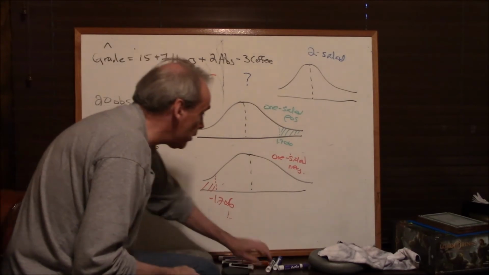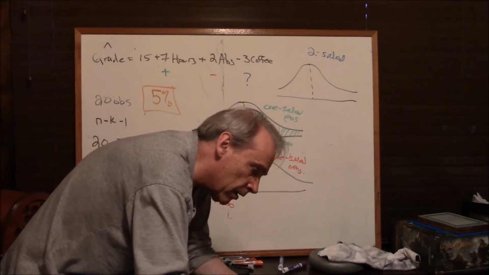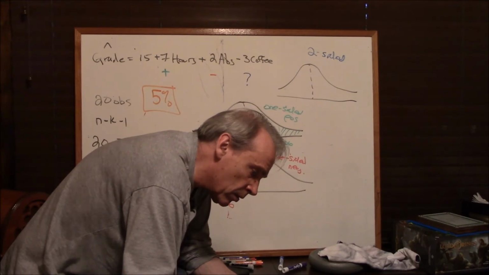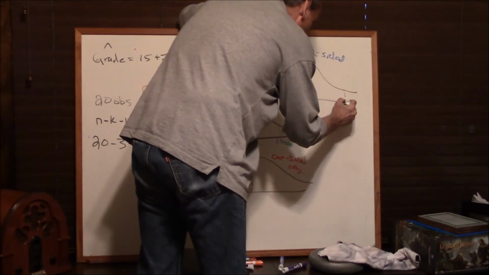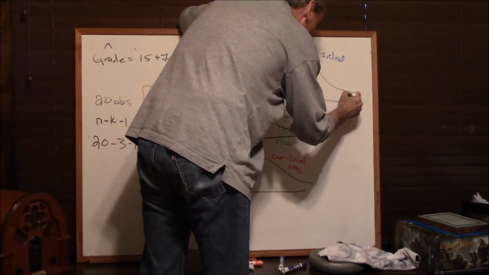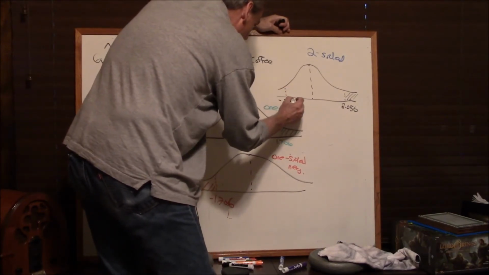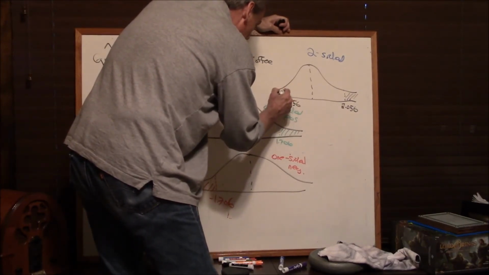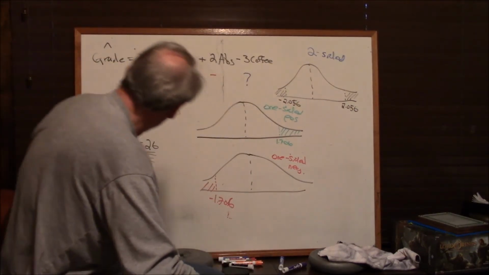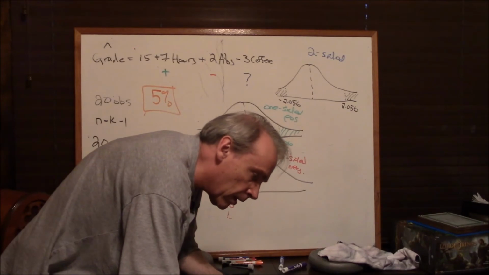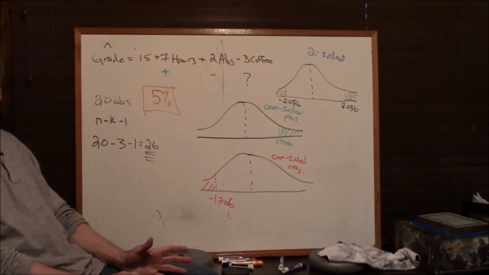Now, what is it for a two-sided test? 5%, two-sided, 26, 2.056. 2.056, negative 2.056. Let me double check I get that right. 26 degrees of freedom, 5%. Yeah, that's right, 2.056. All right, so there's my critical t-values.